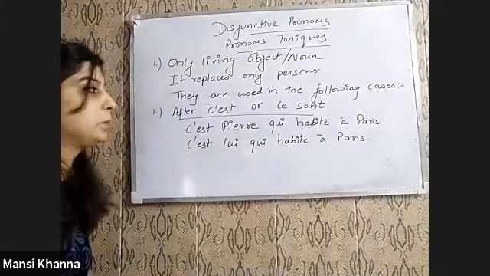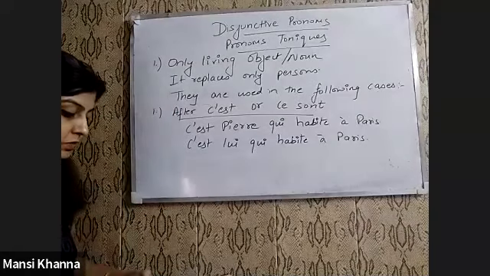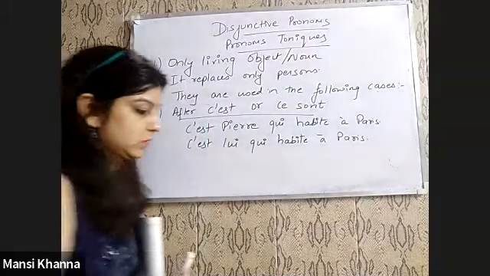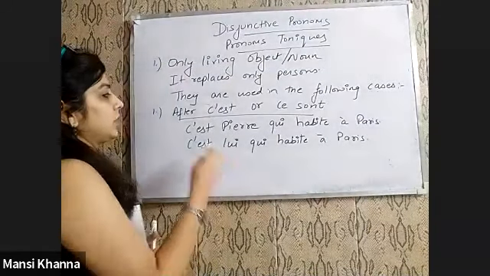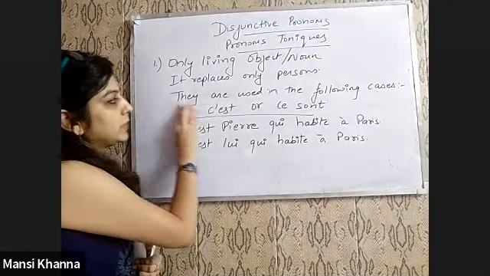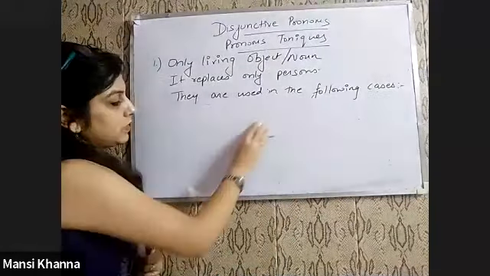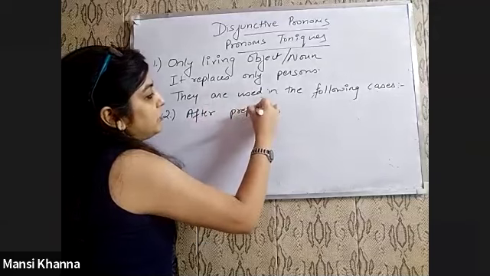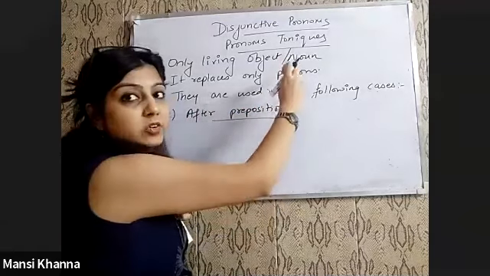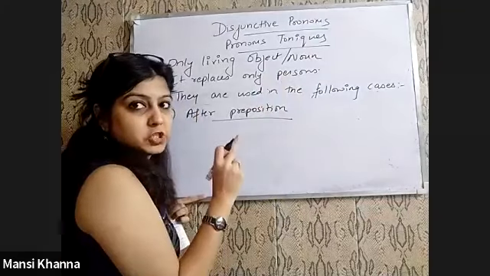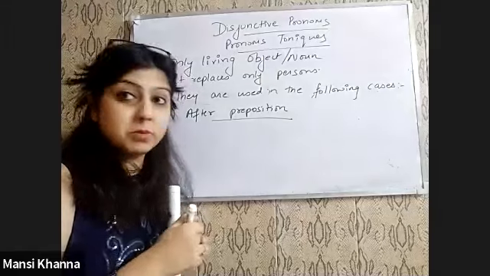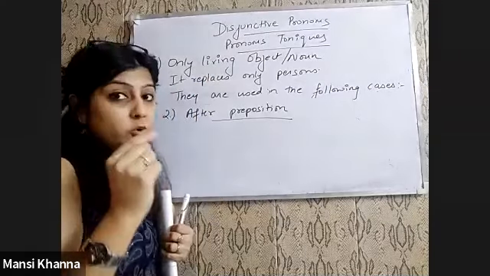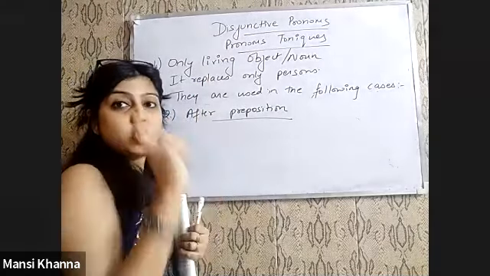Then you can copy this when I will be writing the next point. Now the second point would be after a preposition. When there is a living person involved and there is a preposition, then we can use a disjunctive pronoun. I hope you remember the table which I had shared in the very first class, in that there was a column for disjunctive pronouns. And I told you, if you remember the table and the rules, you will not get it wrong.